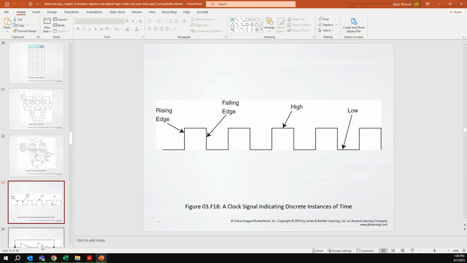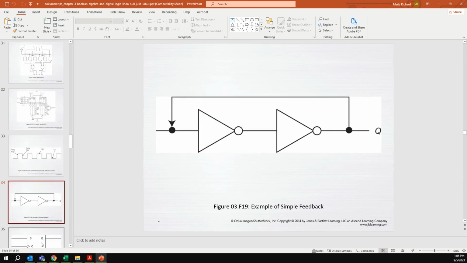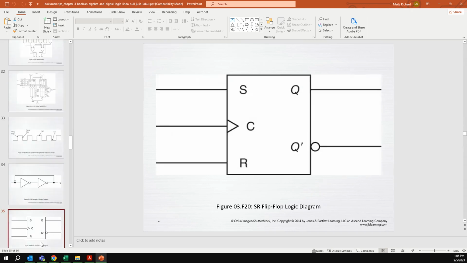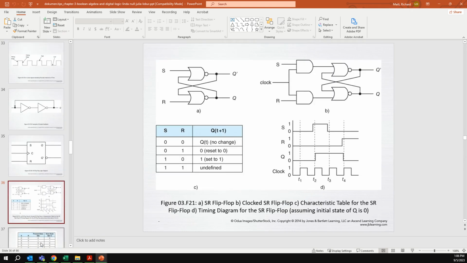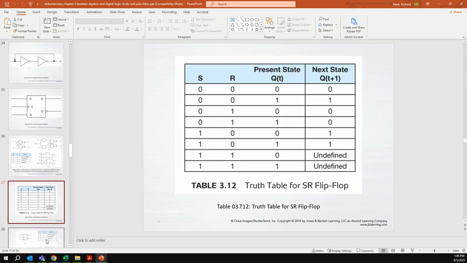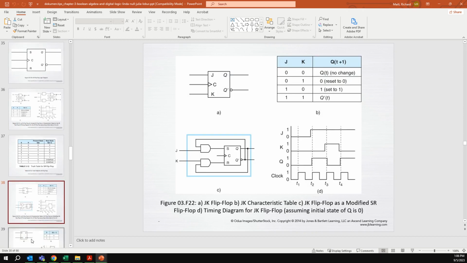Clock signal, feedback, flip-flop logic. So these are different logic circuits. Again, the truth table for SR flip-flop, it goes back into the concept we learned earlier.